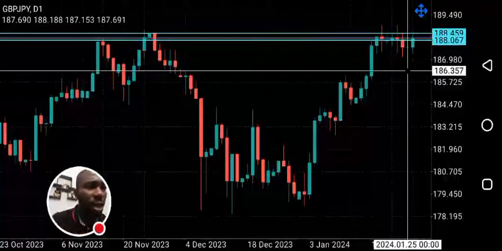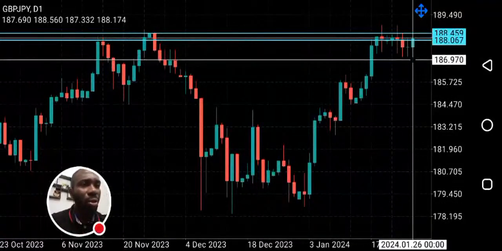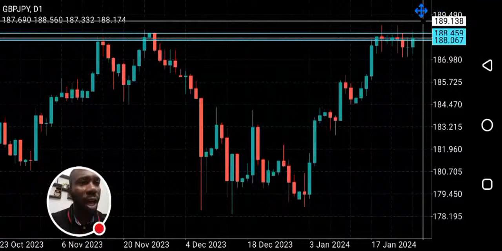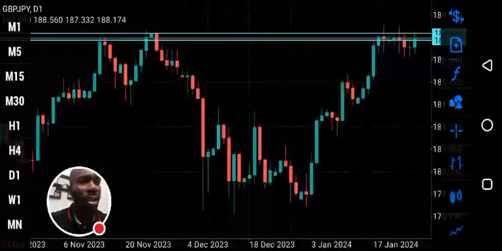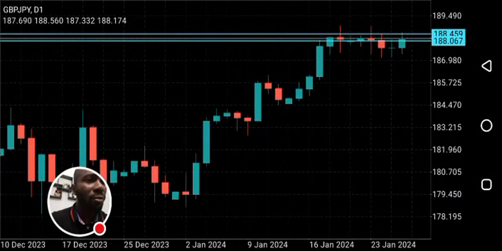We had a doji on Thursday, and on Friday the candlestick closed bullish, but it didn't close above the high of that doji, so we cannot jump in and start buying. If it had closed above the high of that doji, we would have considered buying.